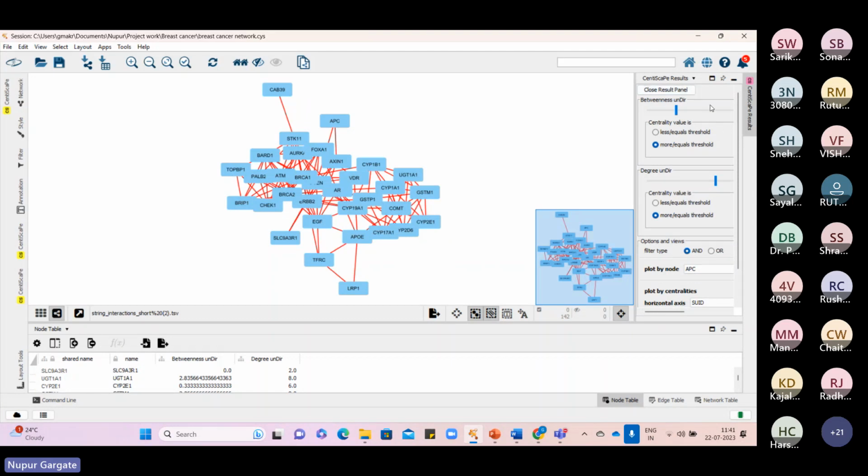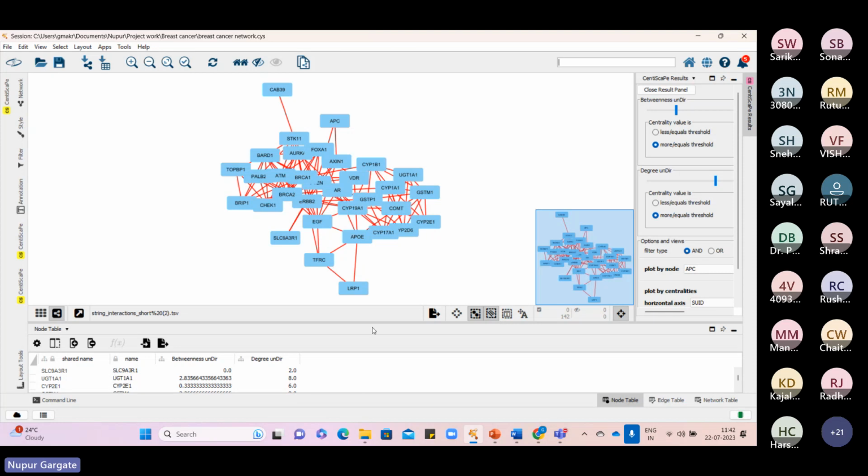When I place my cursor here, we obtain the minimum, maximum, and average value of betweenness. As I had shown in that table, the minimum value of betweenness is 0, the maximum value is 166, and the average is 33.93. Similarly, for degree, when I place my cursor here, it again tells us the minimum, maximum, and average values. Here at the bottom, we can see the names of the genes, and the degree and betweenness values for all these genes which are shown here in the network.